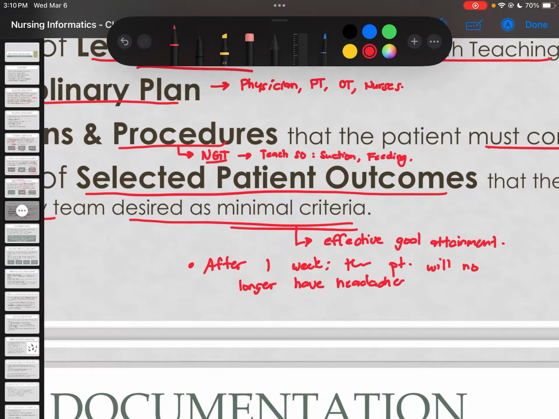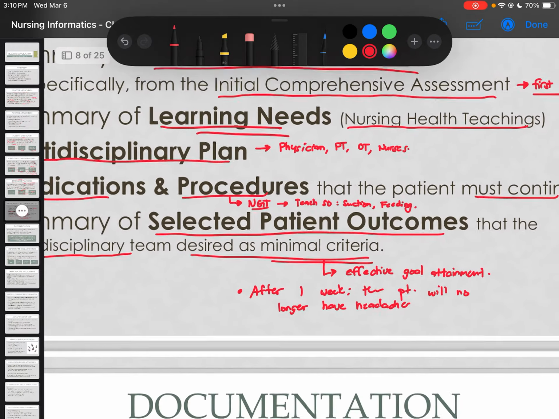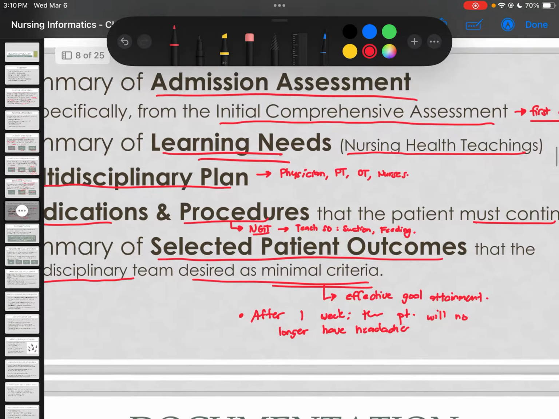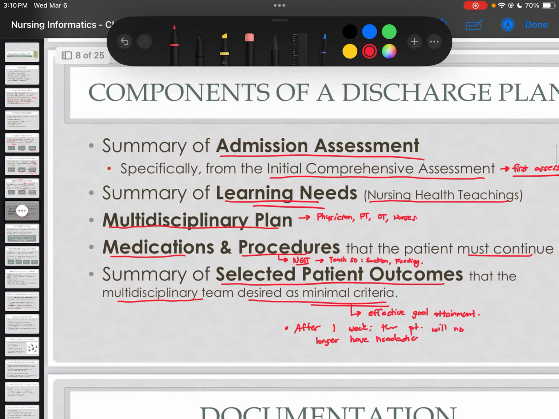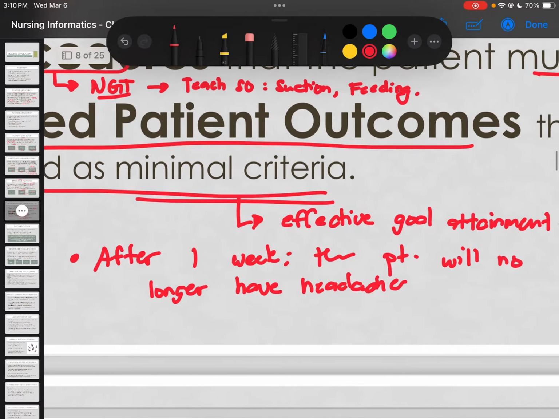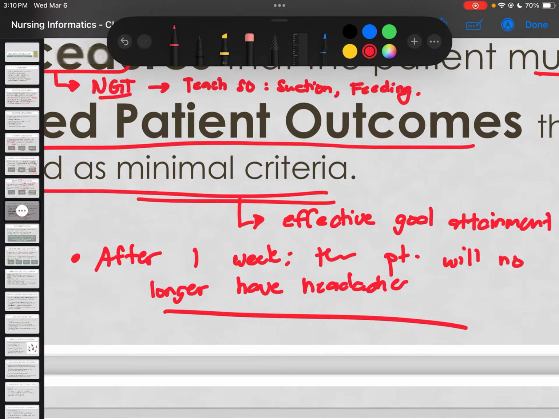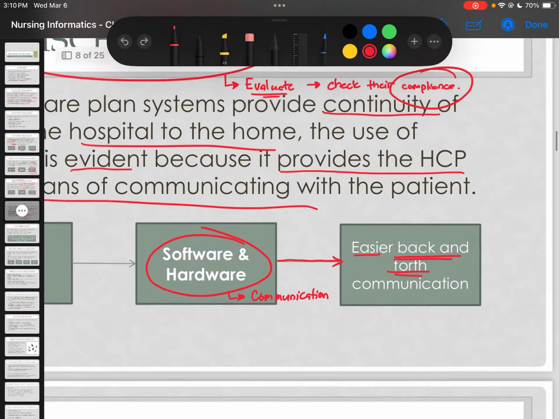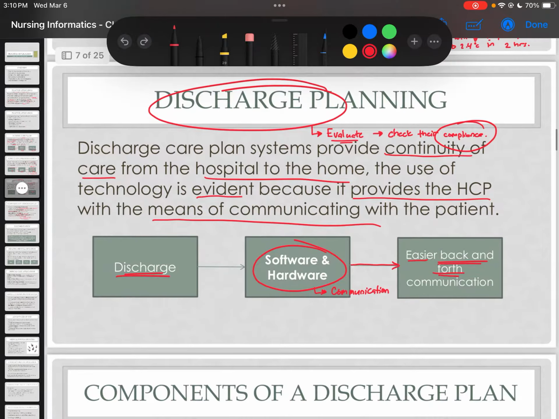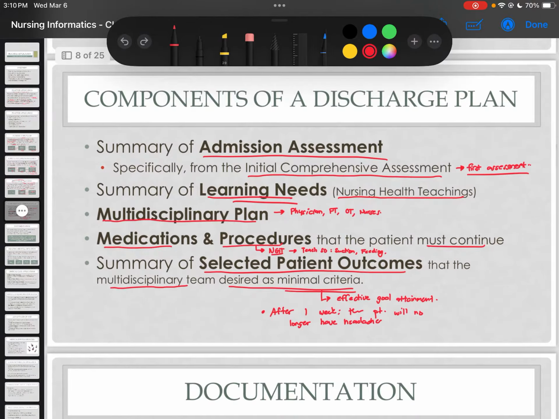We have to discuss na katong SMART, no? SMART: specific, measurable, attainable, realistic, and time-bounded. Di ba? Patient outcomes, no? Atong planning. After 1 week, no, most of the time, we can no longer contact the patient to ask them if they are still experiencing headaches. That is the reason why kinahanglan ta og communication system between the nurse and the patient so that we can evaluate and check their compliance or check their status.